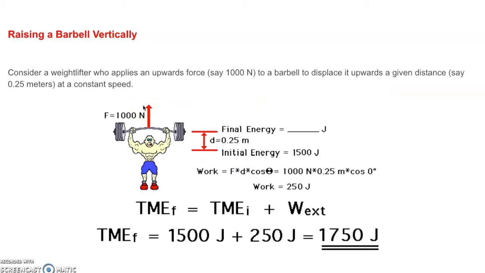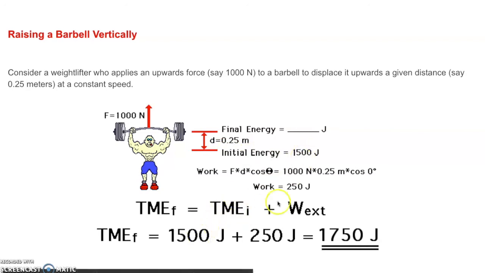So we're raising a barbell vertically. We've got a weightlifter who applies an upwards force, let's say 1,000 newtons, to a barbell to displace it 0.25 meters at a constant speed. So initial energy is 1,500 joules. So our initial mechanical energy is 1,500 joules.